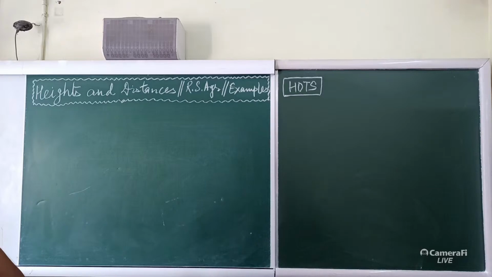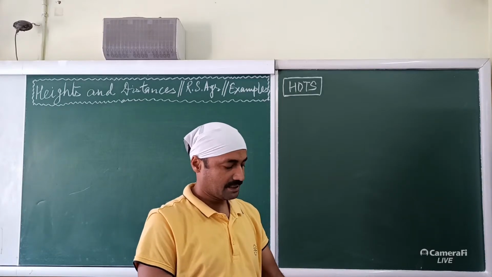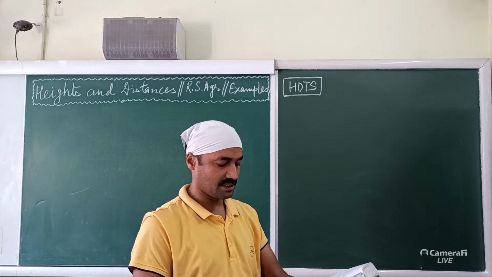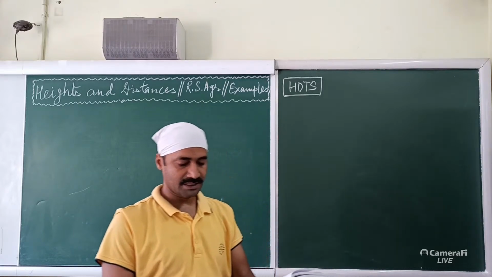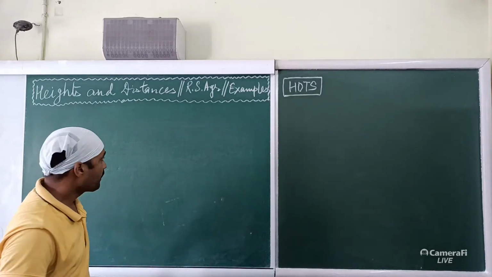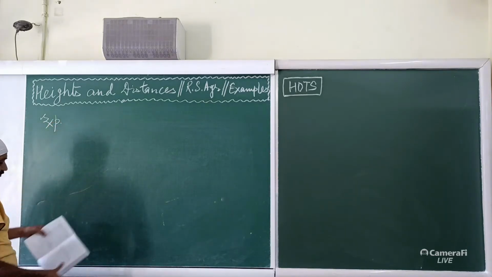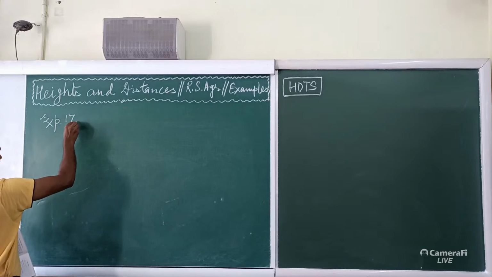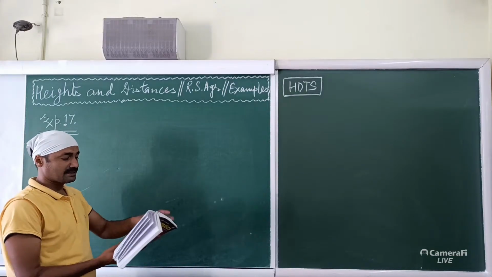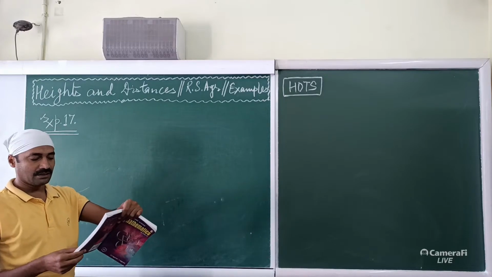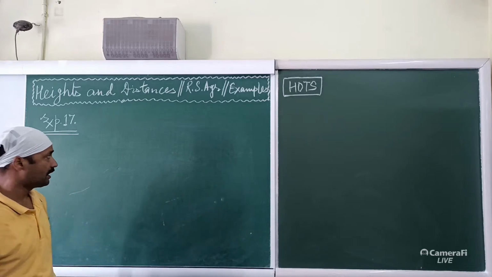And without wasting time, let us start from the examples of R.S. Aggarwal. Hot questions will be discussed today. So I am starting from example number 17 of exercise 14. Question is, from the top of a lighthouse, angles of depression of two ships on the opposite sides are observed to be alpha and beta.